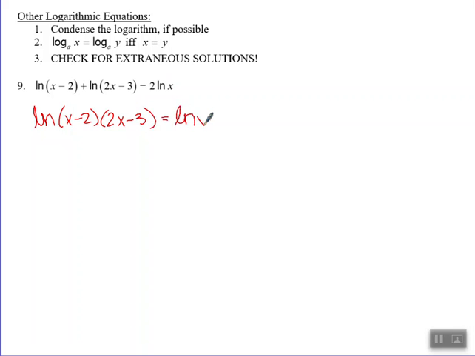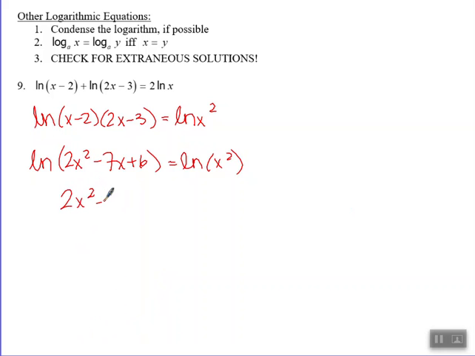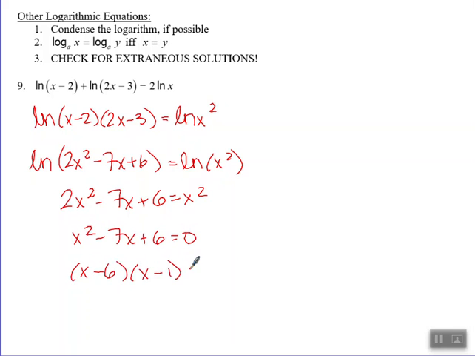I can move this 2 to be the exponent. And then I'm going to go ahead and multiply these two binomials together. So I have natural log of 2x squared minus 7x plus 6 equals natural log of x squared. Now, here's where we apply this fact. One of my friends used to call this the Lumberjack Theorem because you chop the logs off of both sides of the equation. So we just have 2x squared minus 7x plus 6 equals x squared. Then we just solve the quadratic. So if I subtract x squared from both sides and factor, I get that x equals 6 and x equals 1.